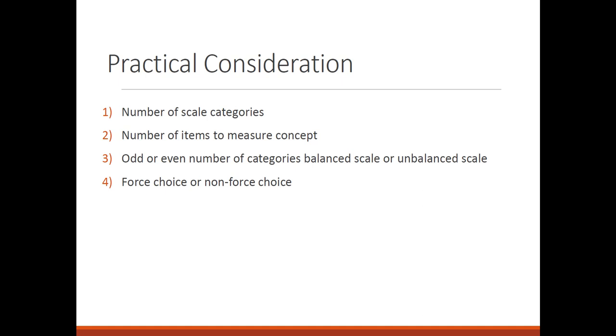Odd or even number of categories, balanced or unbalanced scale. As before, if you put odd, it means you allow for the neutral part. Let's say you put 3. With a Likert scale, if you don't know which one to choose, you can put 3. Sometimes researchers don't want that. They say if I put neutral, respondents don't want to decide, they just put 3. So they opt for even or unbalanced scales.